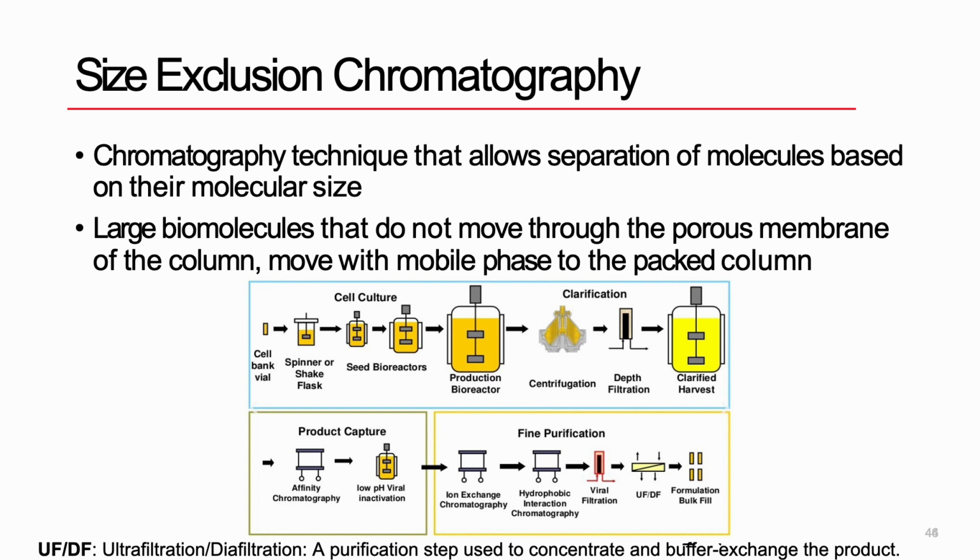Now we can talk about size exclusion chromatography. This is a chromatography technique that allows separation of molecules based on their molecular size. So large biomolecules that do not move through the porous membrane of the column move with the mobile phase through the packed column. In this case, we are going to, of course, separate different molecules based on their size.